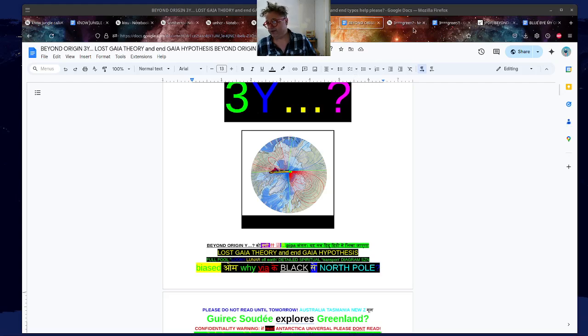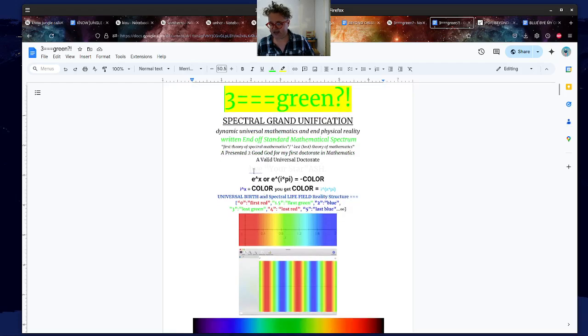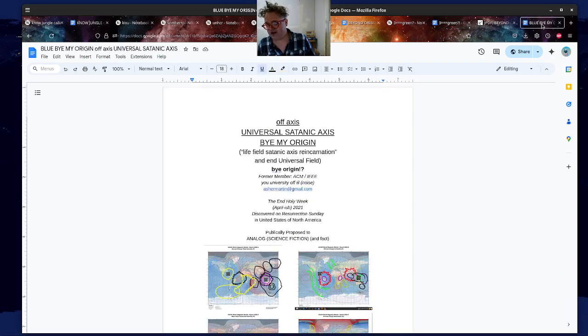If you're not familiar with some of the other papers I've been working on, one of them is called 3 equals green. We'll try to maybe discuss that. That is basically on the concept of spectral grand unification. And then I also have one called universal satanic axes, or off-axis universal satanic axis.